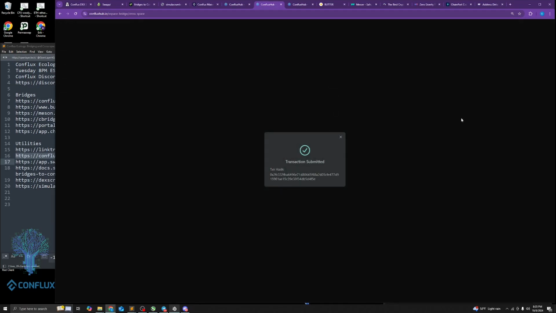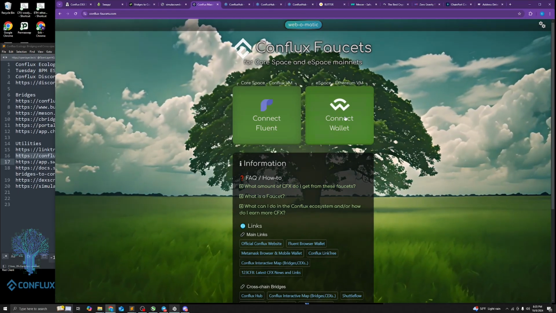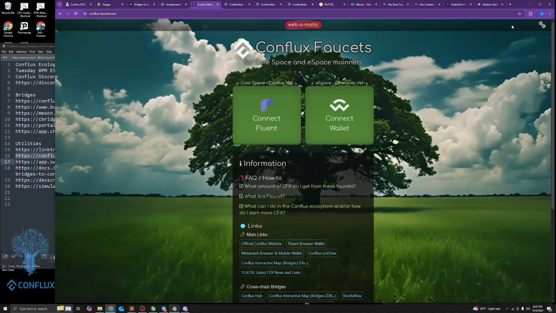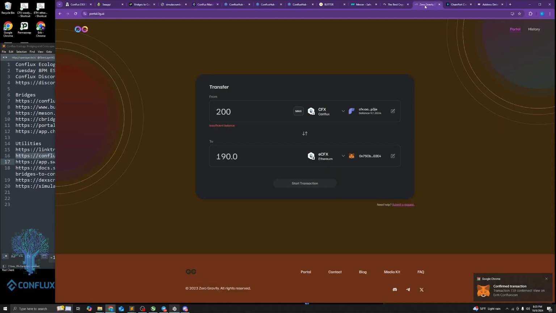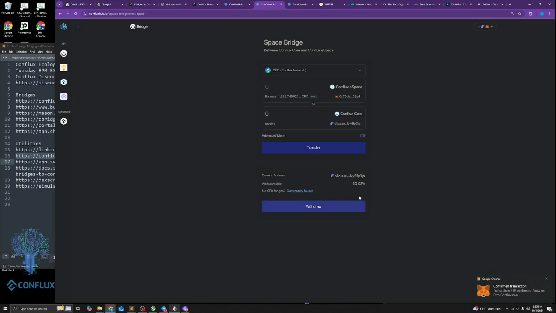And here's where, if you'd never used Core before, you could go back to the faucet and request there. And if that doesn't work, come into the Discord, make a ticket, and we'll send you some CFX. Very little. Okay, so that transaction confirmed. Going from Conflux eSpace to Core, it's a two-step bridge. So I just transferred, it did an eSpace transaction, and there's 50 CFX waiting for me on the Core side.